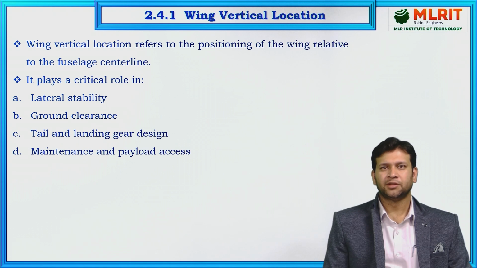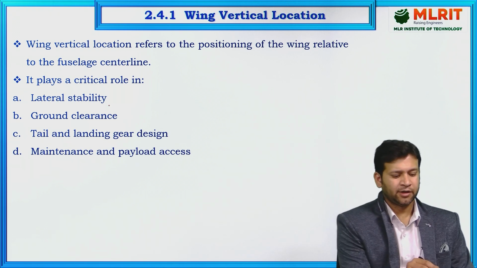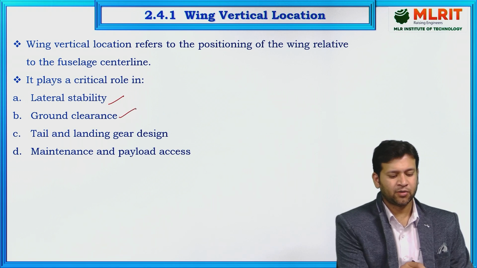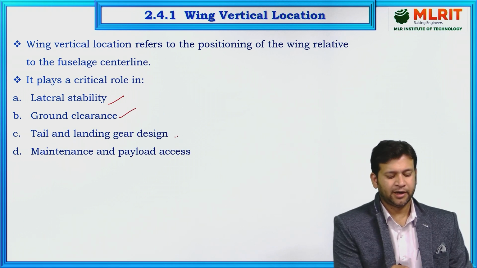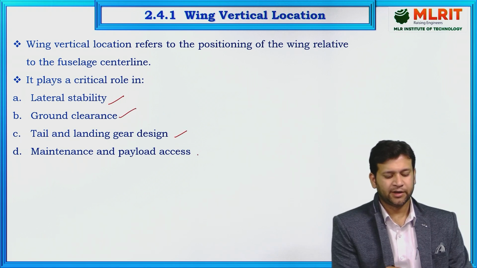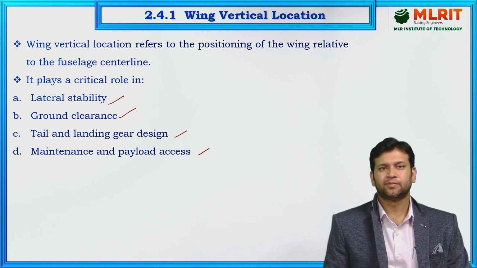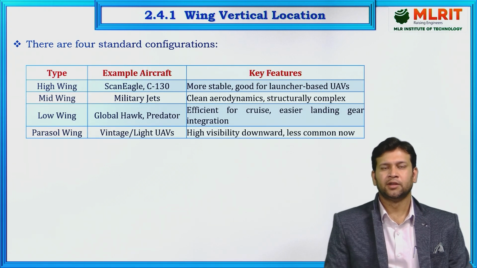Wing vertical location refers to the position of the wing relative to the fuselage center line. It plays a critical role in lateral stability, ground clearance, tail and landing gear design, maintenance, and payload access. There are 4 standard configurations.